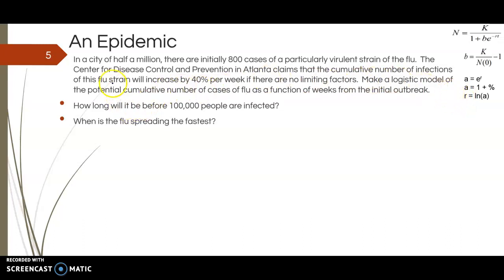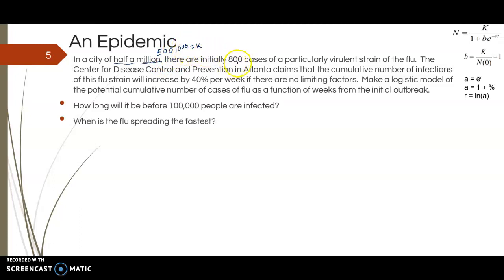So the first thing that I notice here is that we have 500,000 people in our city. Now, at first glance, it might seem like this is Atlanta, but Atlanta is where the CDC is located. So we have an unnamed city, 500,000. As a number, 500,000 is 500,000. And how this fits into the formula, this is K, that limiting factor. If we're only considering this city, we can't possibly have more than 500,000 people getting the flu.